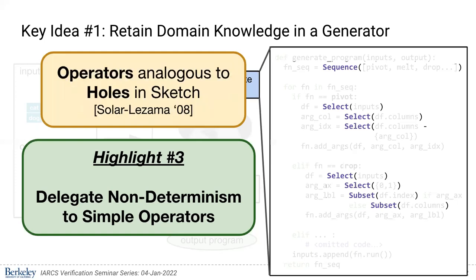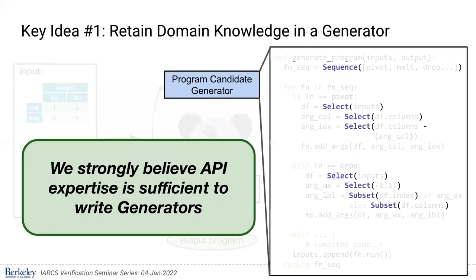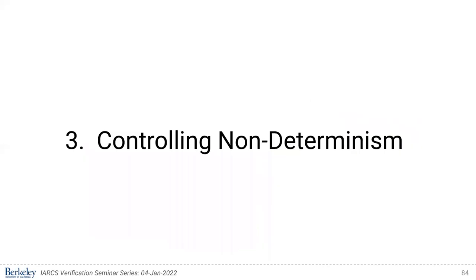It's also fair to see this as analogous to Sketch, because these operators can be seen as holes, where we're constraining the set of values that can happen, but that set of values is very dynamic based on the input-output example. That's where the difference comes in. But the key point here is that since we're writing it within regular Python, if you have API expertise, it should be easy to write these generators for an API like this, because you just have to leave all the non-determinism to the operators. So for synthesis, you need to be able to control non-determinism.